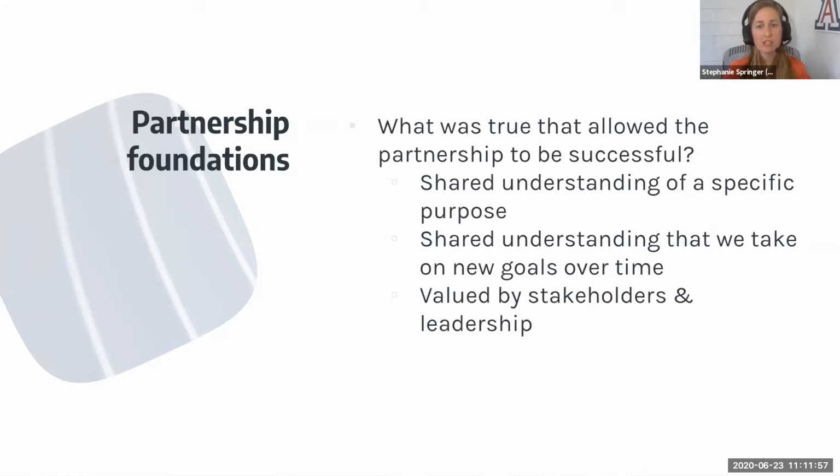We also have a shared understanding that we take on new goals over time. One of our very first goals was figuring out what to do together as a group, how we wanted to operate. Very shortly after we figured that out, we had the new opportunity to inform the campus-wide internship policy.